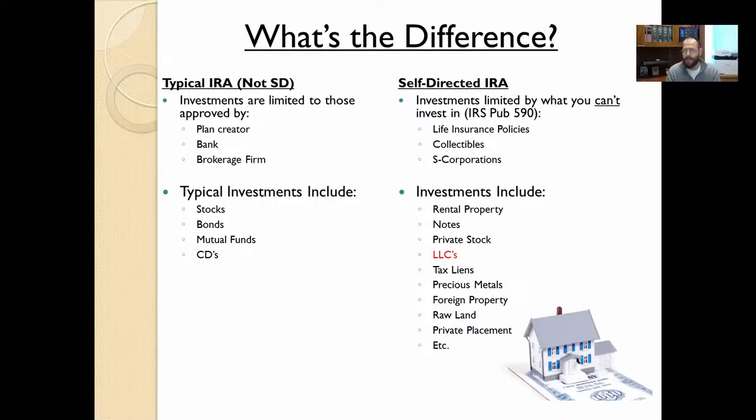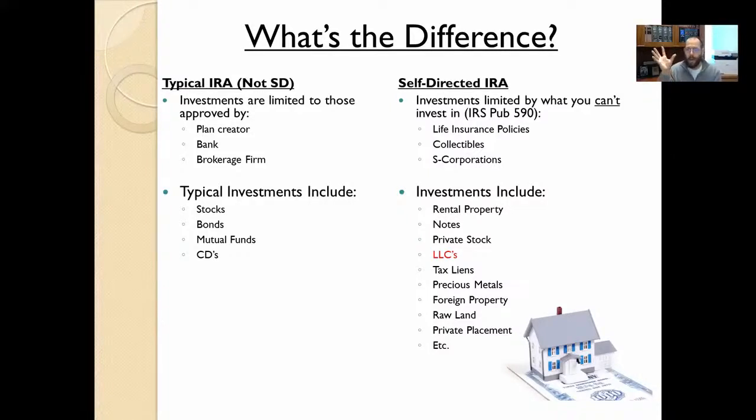Tax liens, precious metals. I hear on the radio almost every morning when I'm driving into work about putting gold into your IRA. Well, how do you think they're doing it? They're converting your IRA from a traditional environment to a self-directed environment, and they're using those funds to purchase precious metals or other forms of bullion. Foreign properties. I have clients that buy property all over the world, buying raw land, private placements, etc. Like I said, the scope of what you can do is limited only by life insurance, collectibles, and S corporations. So it's pretty broad in what you can do.